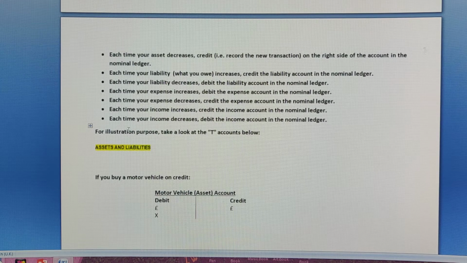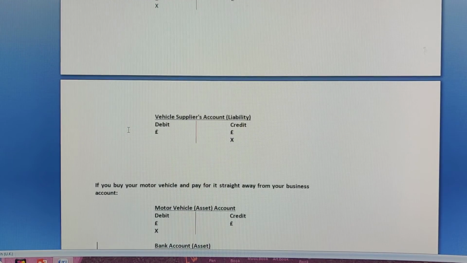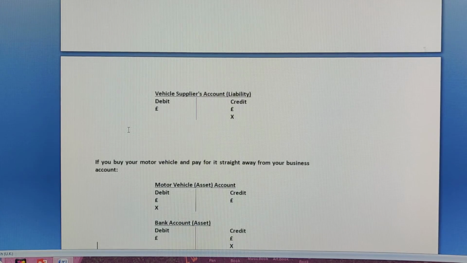If you buy a motor vehicle on credit, say, your asset has increased. So you need to record the transaction on the left side, on the debit side. So in other words, debit the motor vehicle account in the nominal ledger. At the same time, the account of the supplier will be credited, so that your trial balance will balance. Remember what I said earlier, for every taker there must be a giver, and for every giver there must be a taker.